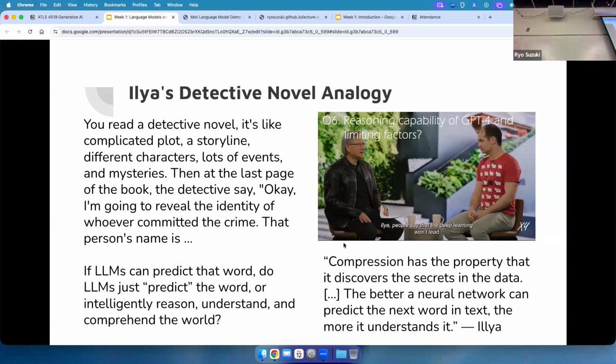So if you read a detective novel, and your last word is "the person's name is," and it can actually predict it, does that mean it just predicts the words, or does it actually reason, understand, and comprehend the word? Yeah. But that's a no-way deduction. It's just essentially you give it a context, not giving it any reasoning ability.